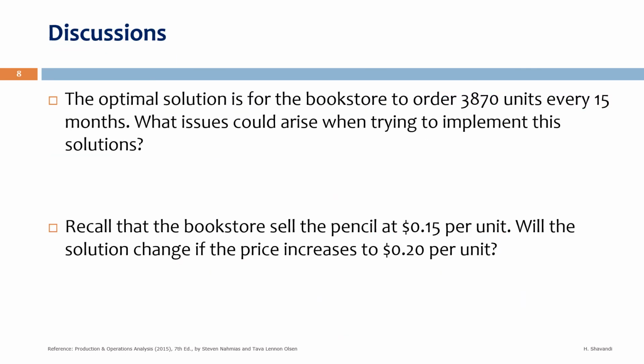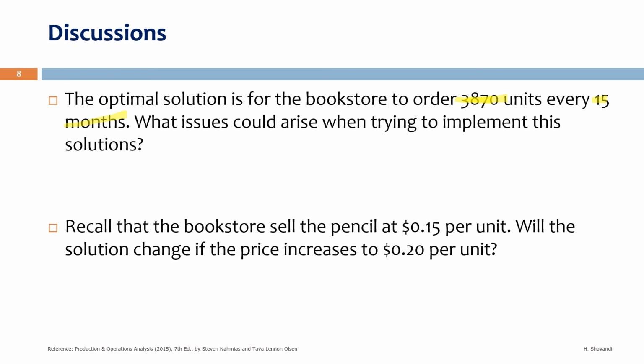Okay, let's have a discussion here for the EOQ policy for the bookstore example. As you saw, the EOQ here is 3,870 units, which will be for 15 months. This means that anytime that we have an order, it will be for 15 months, not for a year. So what issues could arise when trying to implement this solution?